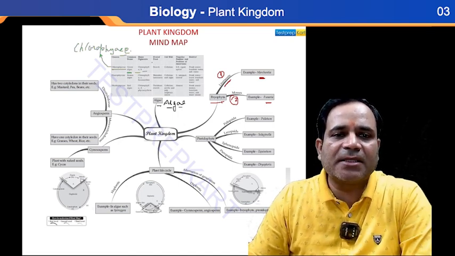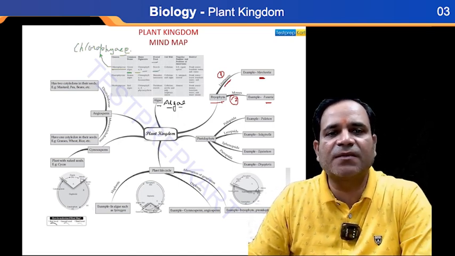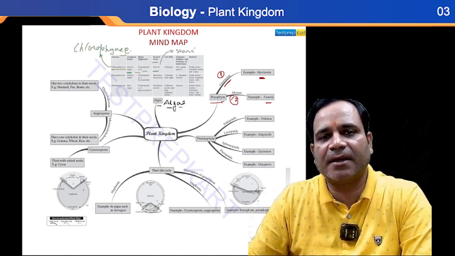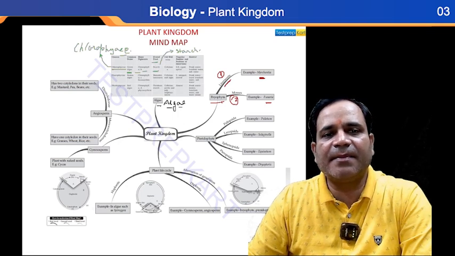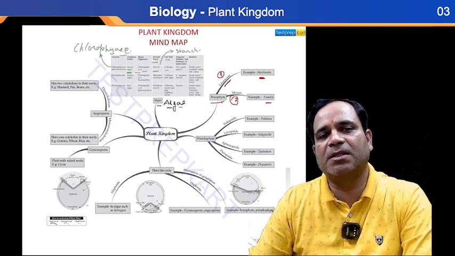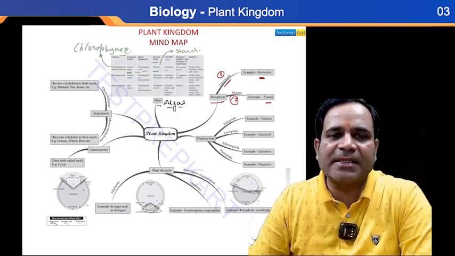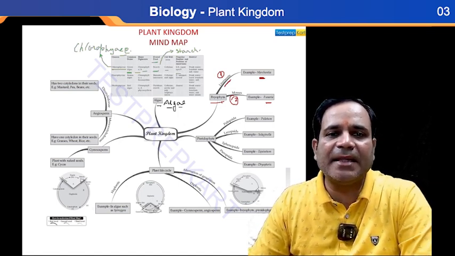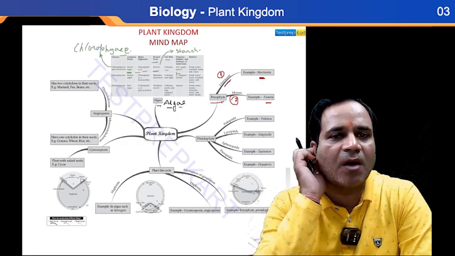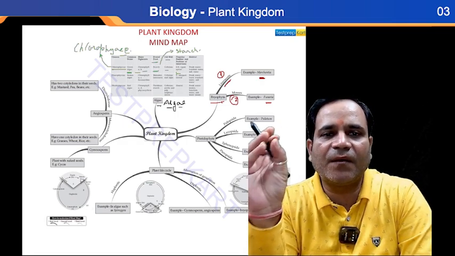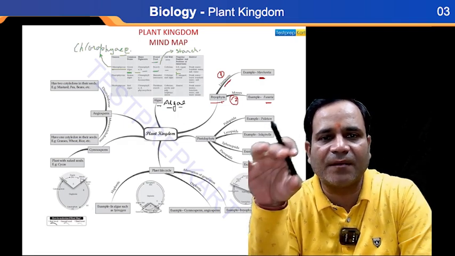Clear? What is the storage food here? The storage food is starch. Correct? What is the cell wall made up of? The cell wall is made up of cellulose. Here, there is also a number of plastids, and the shape of the plastid is given here.